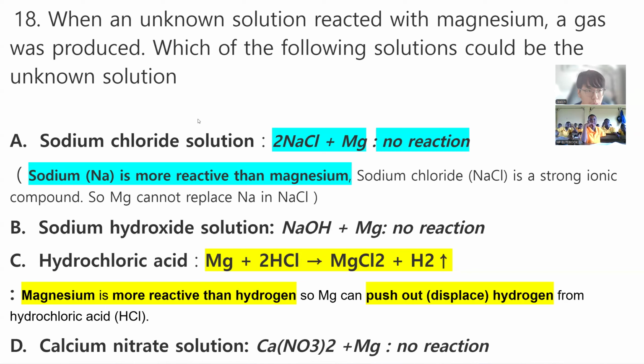Question 18. When an unknown solution reacted with magnesium, a gas was produced. Which of the solutions could be the unknown solution?